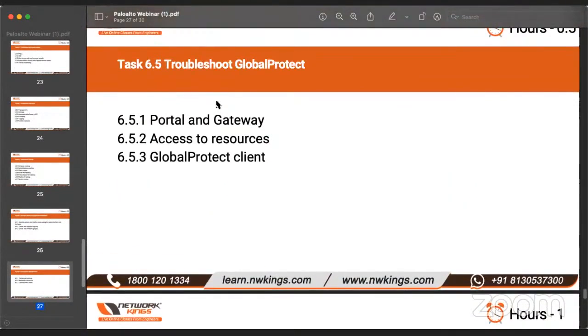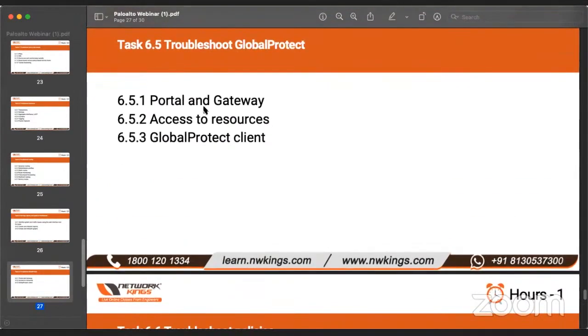So any problem with GlobalProtect, that means the user is unable to connect to GlobalProtect. They are complaining about latency. A home user connected via remote access VPN is complaining that the internet is too slow. How do you identify that? How do you troubleshoot and fix it? All of that we'll be covering in this session.